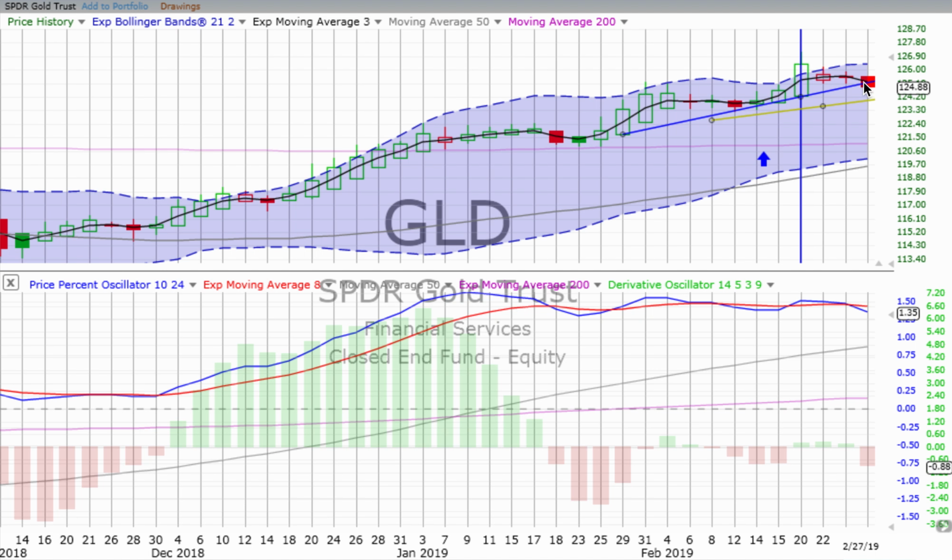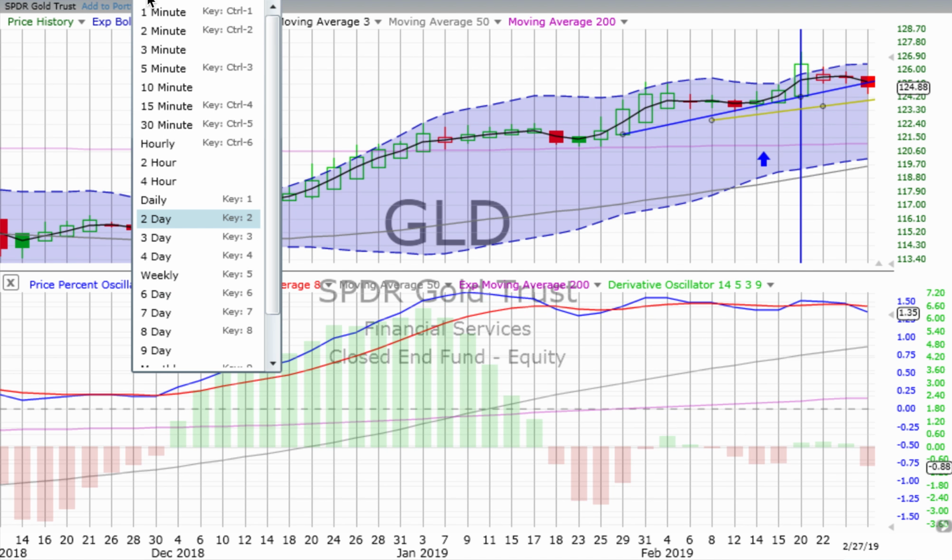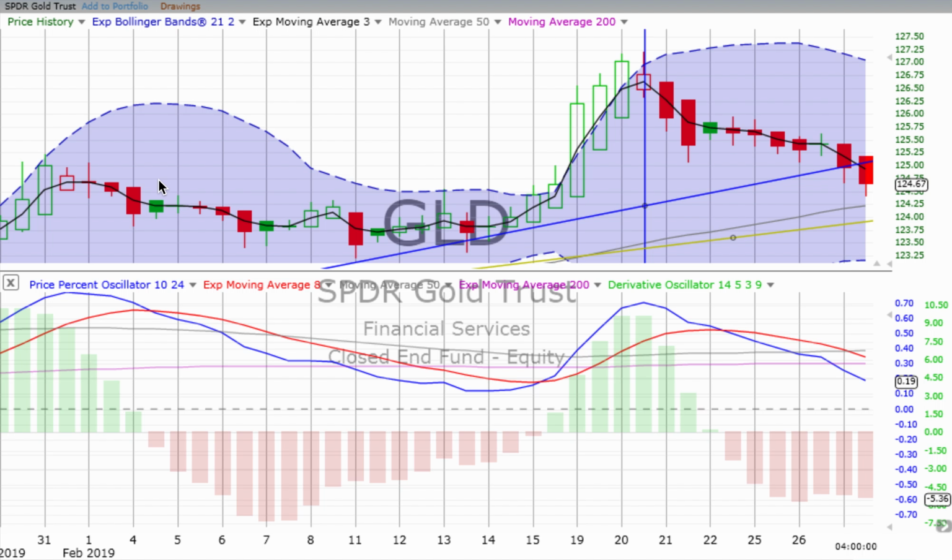the price has pushed through the 2-day trend line at this point. And of course, the derivative oscillator has gone negative. Price percent oscillator heading down. We go from the 2-day to the 4-hour. And of course, we saw down movement in the morning, more down movement in the afternoon, down 0.17% for the day. So we'll be watching.